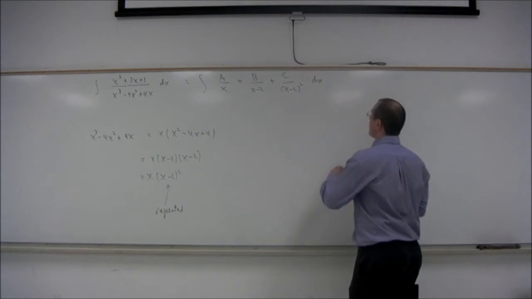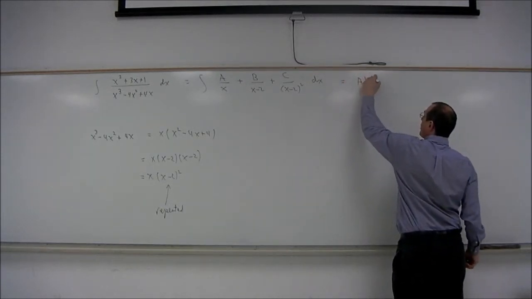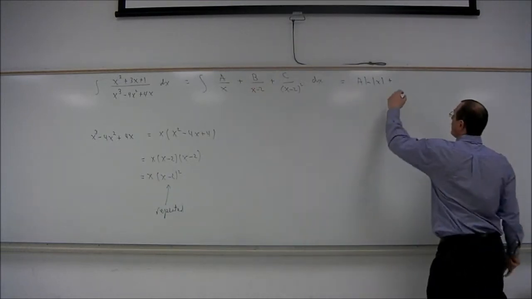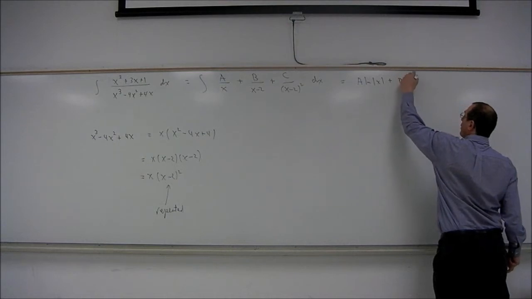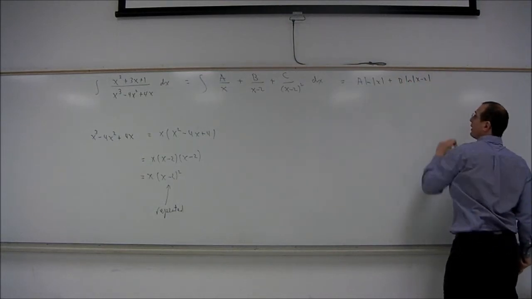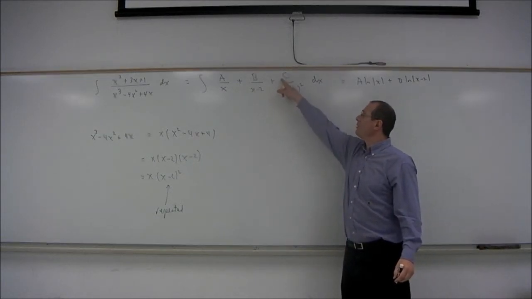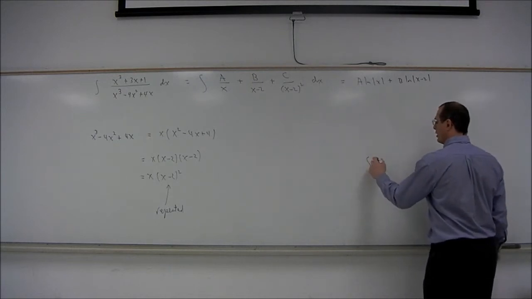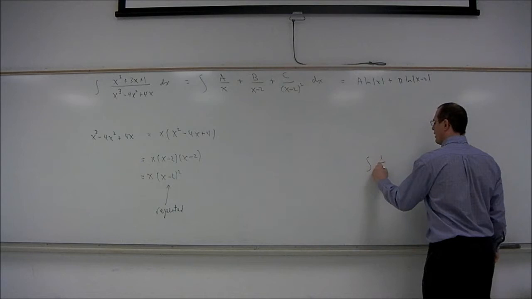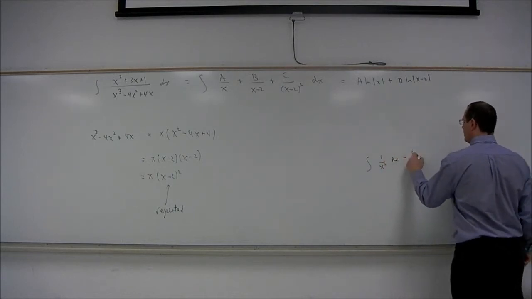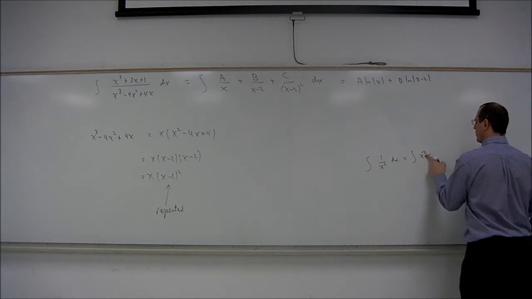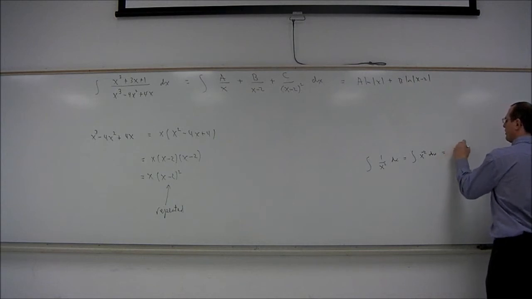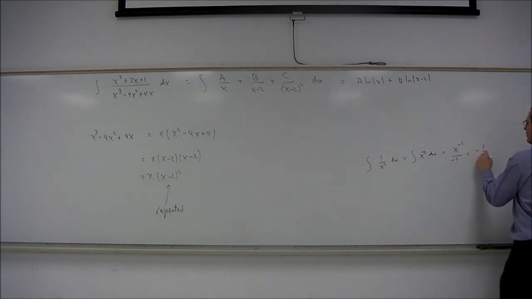The integral of A over x will be A times the natural log of the absolute value of x. The integral of B over x minus 2 will be B times the log of the absolute value of x minus 2. And for the integral of C over x minus 2 squared, we'll look at this. The integral of 1 over x squared would be the integral of x to the minus 2, that's x to the negative 1 over negative 1. In other words, negative 1 over x.